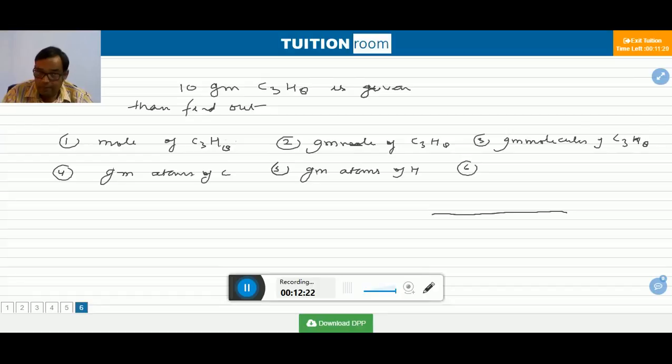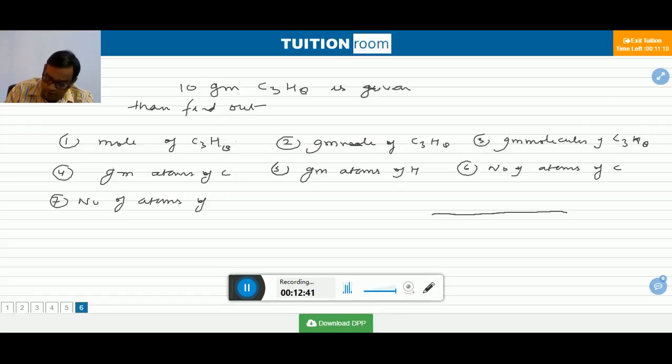6, number of atoms of carbon. Then 7, number of atoms of hydrogen. And 8, number of electrons. ये सारी टर्म्स क्या है कि हमको डिफाइन करनी है, हमको कैलकुलेट करनी है. एक क्वेश्चन में ही ले लिया आप सब, जिसमें ज्यादा समझ में आए.